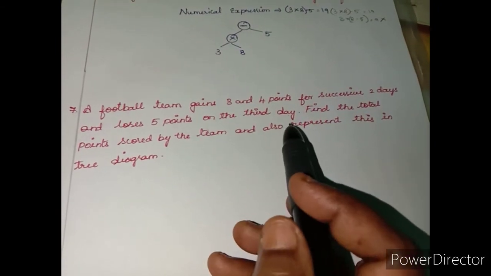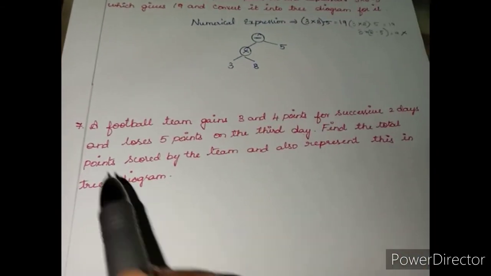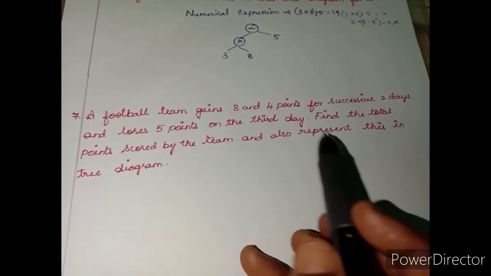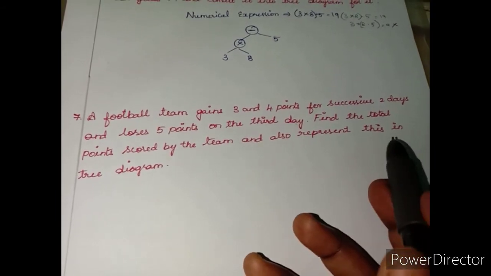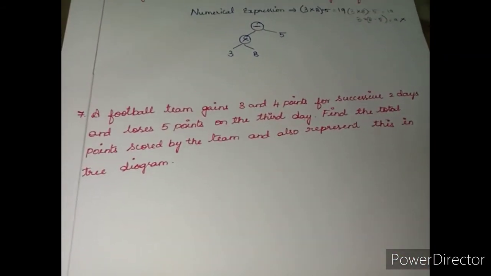The last question. A football team gains 3 and 4 points for successive 2 days and loses 5 points on the 3rd day. Find the total points scored by the team and also represent this in a tree diagram.